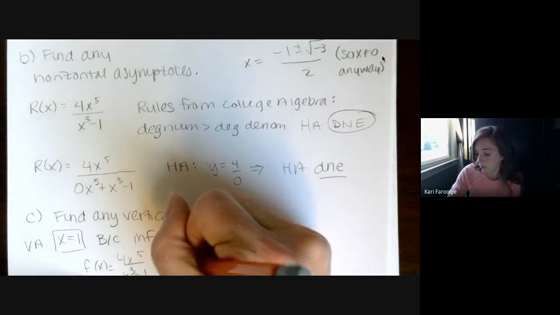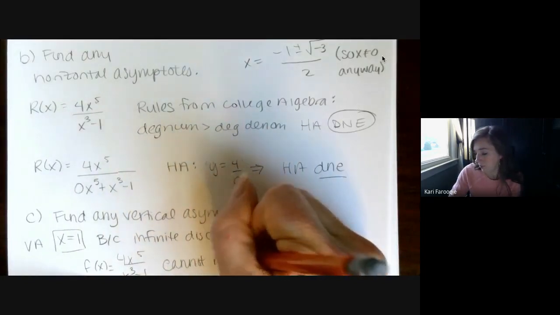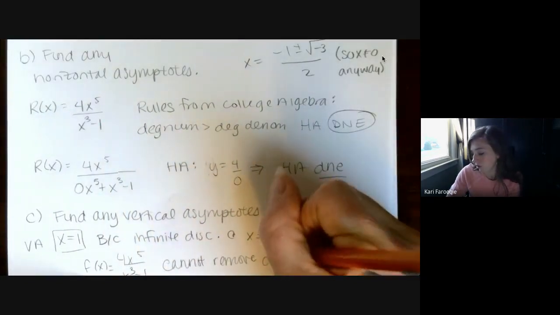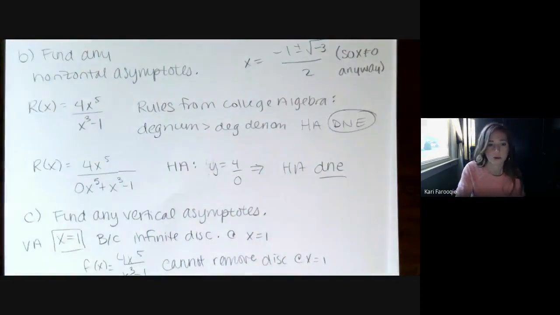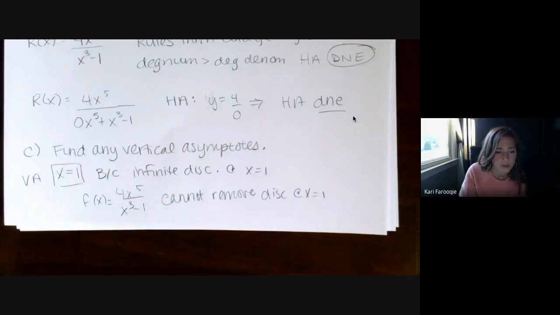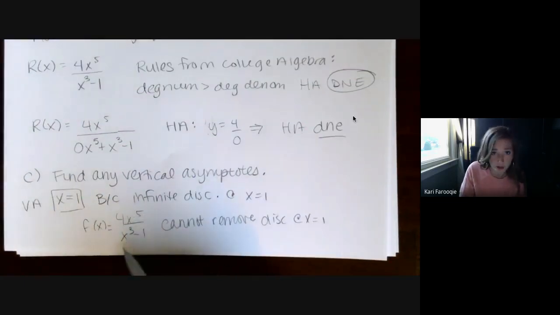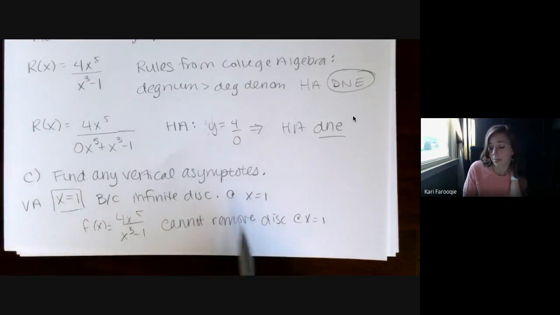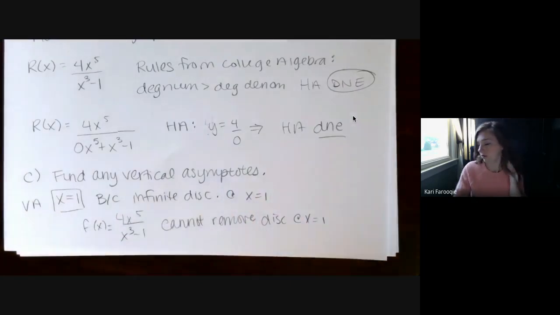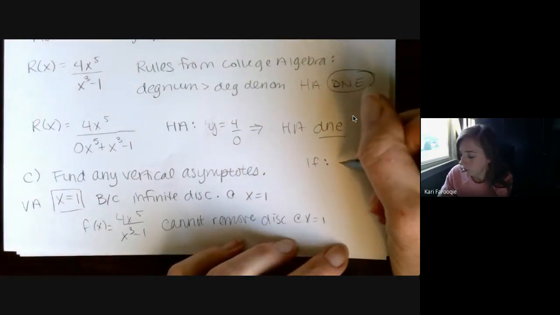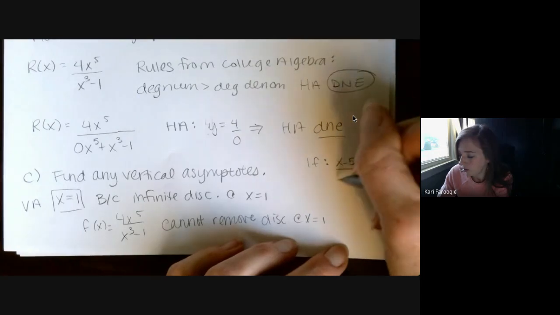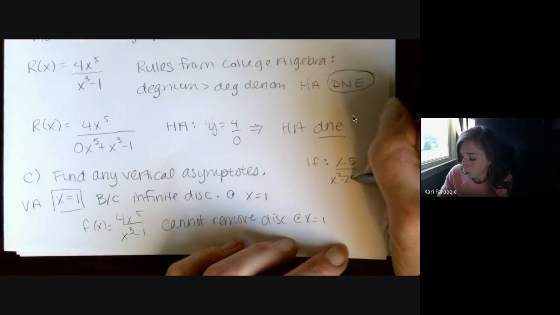We cannot remove the discontinuity at x equals 1. Sorry, I'm running out of space here. There's no way that we can cancel it out. So because of that, we would say that there's a vertical asymptote there. If we could cancel it out, let's say that you had something like, I don't know, students always want to see examples. X minus 5 divided by x squared minus 25.